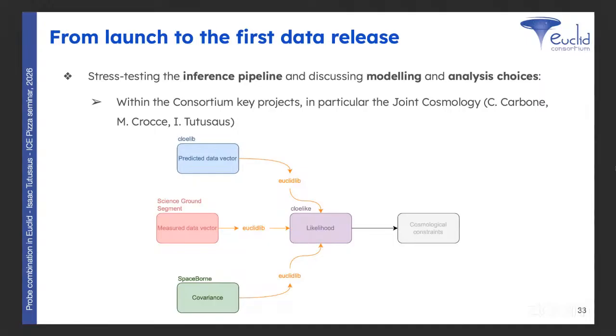Now, once you have the three ingredients, you can put all of them together into a likelihood. Now we use CloyLike that we're also developing for this. And once you have your likelihood, then you can sample with whatever sampling method you prefer, and you get the cosmological constraints. So this is like the overall idea.